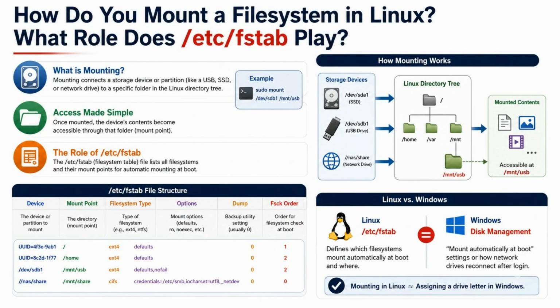Mounting connects a storage device or partition, a USB drive, SSD, or network drive, to a specific folder in the Linux directory tree. For example, sudo mount /dev/sdb1 /mnt/usb. Once mounted, the device's contents become accessible through that folder. The /etc/fstab file lists all file systems and their mount points for automatic mounting at boot, with each line defining the device, mount point, file system type, options, dump, and fsck order. Mounting in Linux is roughly equivalent to assigning a drive letter in Windows.